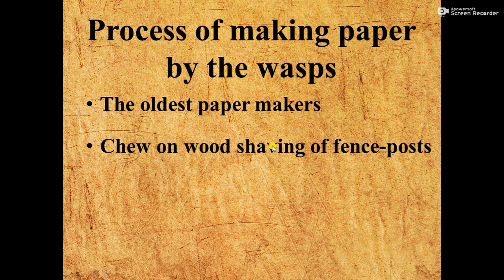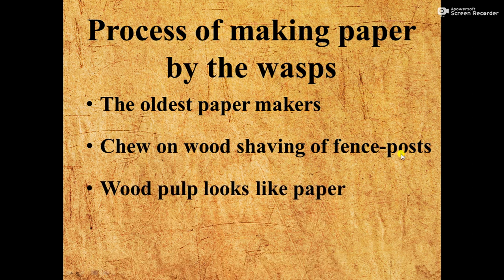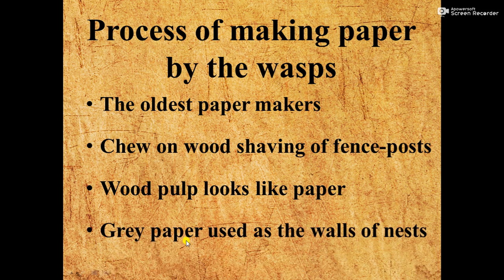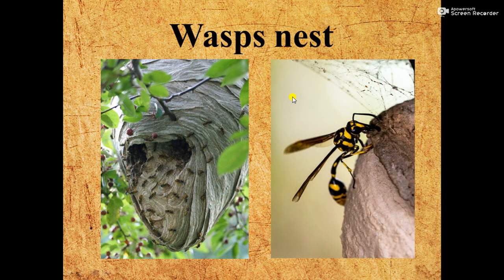They chew on wood shavings of fence posts, and by continuous chewing they make wood pulp, which actually looks like paper, and that paper is gray in color. That gray paper is used as the walls of the nest. Let me show you the picture of their nest. This is the nest. And over here you can see the insect which is busy making its nest.